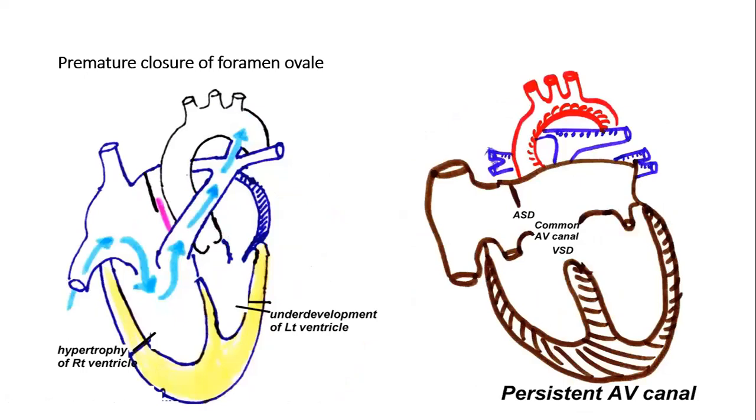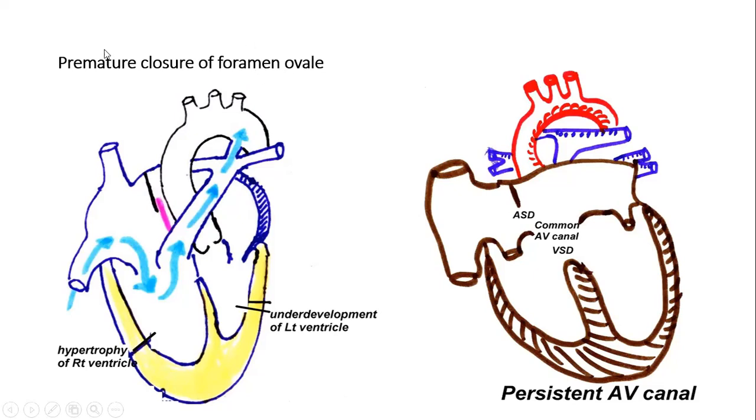Sometimes the foramen ovale, I said, will be communicating with both the atria till birth, till the baby starts taking the first breath. But in case of some conditions, it will close even in fetal life. Suddenly it closes very early. This is called premature closure of the foramen ovale.